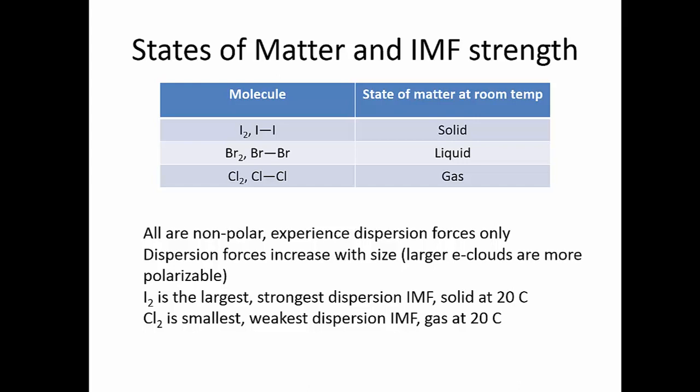So the substance with the stronger intermolecular forces is more likely to be a solid. The one with the weaker is more likely to be a liquid or a gas. And to think about these particular examples, what's happening here is dispersion forces increase with size. So molecules with larger electron clouds are more polarizable, so they can experience stronger dispersion forces. So that's why iodine is a solid, because it's the largest of those three molecules, experiencing relatively strong intermolecular forces due to that dispersion force.